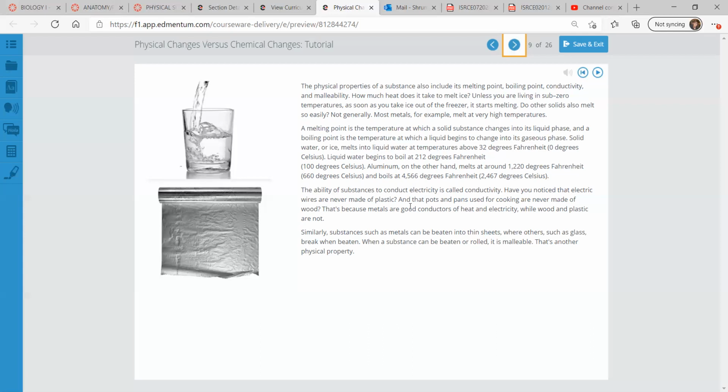Similarly, substances such as metals can be beaten and shaped into thin sheets, whereas others, such as glass, break if you beat them. So, when a substance can be beaten or rolled, it is malleable. And that's another physical property.